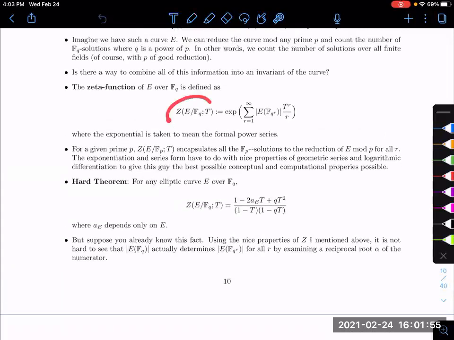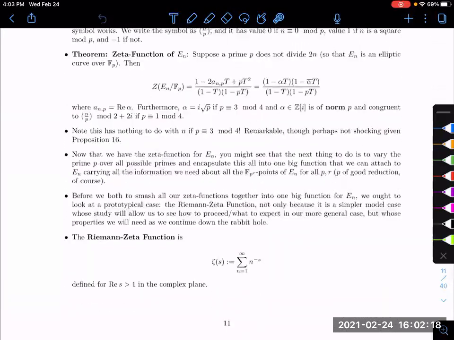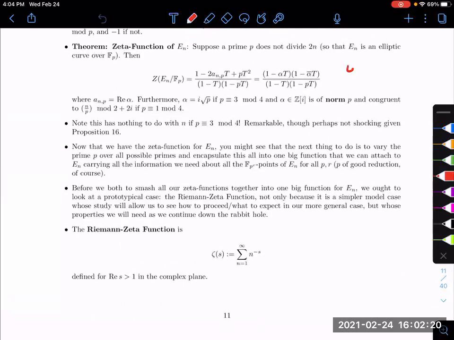We built the zeta function of an elliptic curve, and really all that is an object that encompasses all the information you really need to know about the number of solutions to your elliptic curve over any given finite field whose size is a power of a certain prime number. And we saw, for example, that our congruent number elliptic curves, which you may recall are given by y squared equals x cubed minus n squared x, have the following zeta functions for any prime p that does not divide 2n.